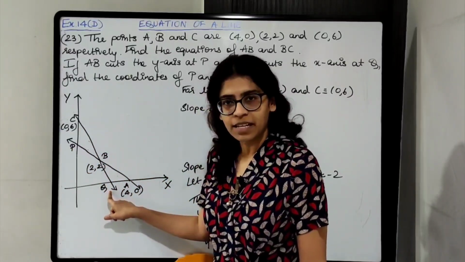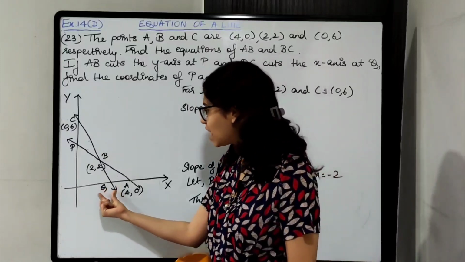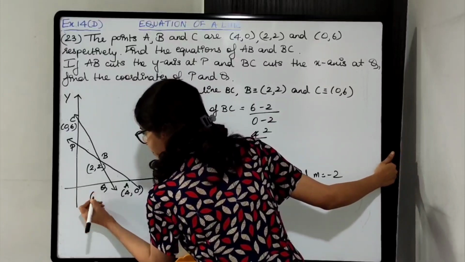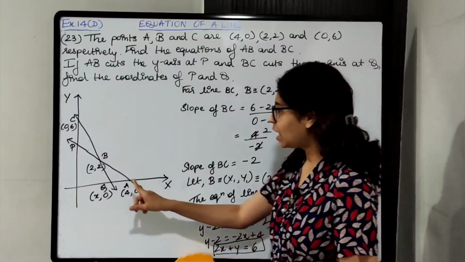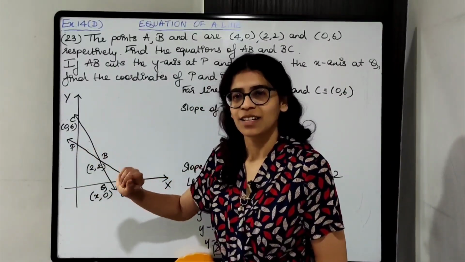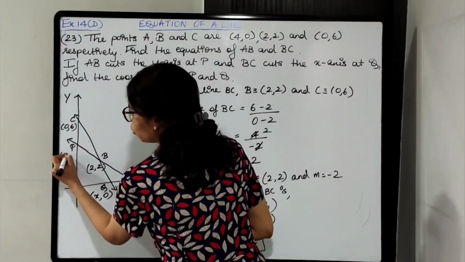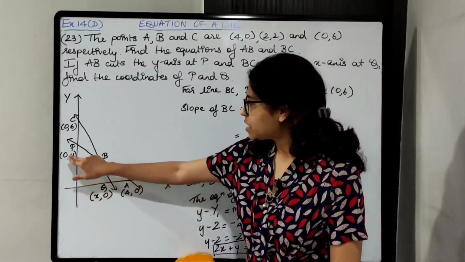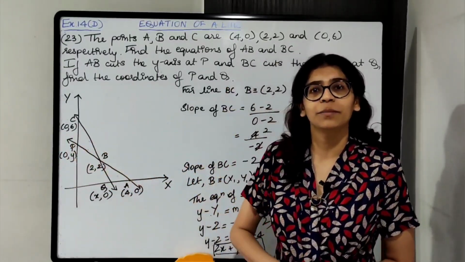BC is cutting x-axis at Q. So Q का y coordinate 0 होगा because it is lying on x-axis. So let's say the coordinates are x, 0. Okay. And P के लिए similarly it is lying on y-axis. So x coordinate will be 0. So let's say the coordinates are 0, y. है ना? Q is x, 0, P is 0, y. We have to find the coordinates. X and y का value find out करना पड़ेगा.